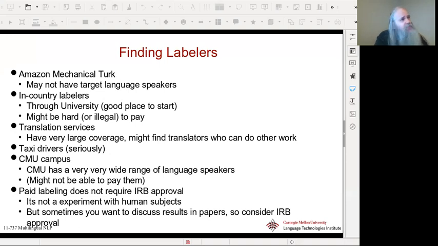But be aware that it might be hard to pay these people, and it's always nice to be able to find a way to pay these people. It might be completely illegal. You're not allowed to send money to Iran from the United States at the moment. And there may not be a way to actually pay.